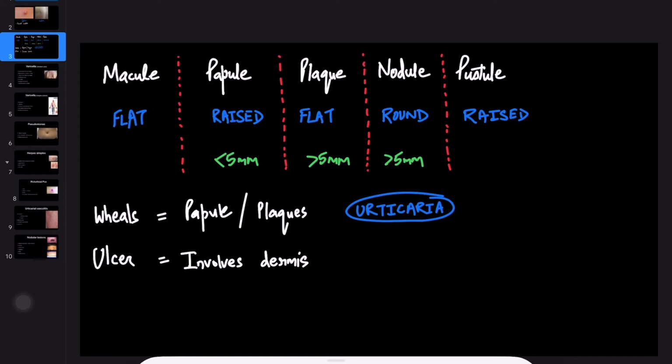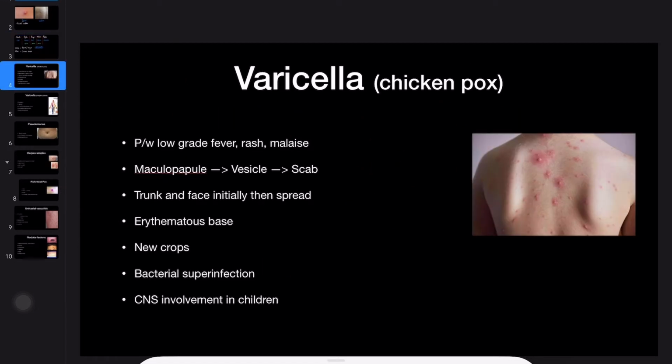Wheals, which we commonly see in urticaria or even in tuberculosis skin tests, are basically papules or plaques. Ulcer: the important thing you need to remember is it involves the dermis and the epidermis. So first of all, we discuss varicella, which causes chicken pox. The patient will present with low-grade fever and rash.